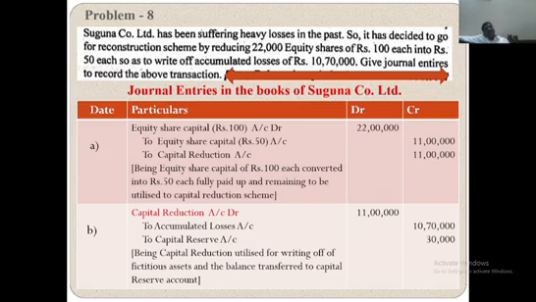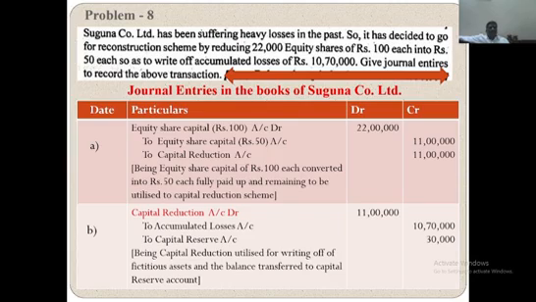50,000 into 22,000 into 100, 22 lakhs. To new equity share capital account, 22,000 into 50, 11 lakh. The remaining balancing figure is called capital reduction. So 22,000 into 50, 11 lakhs is capital reduction.